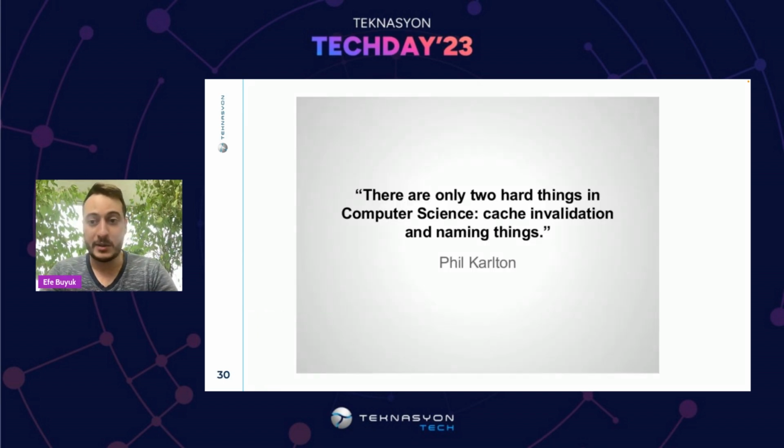As Phil Karlton said, there are only two hard things in computer science: cache invalidation and naming things. Of course, cache invalidation is not our topic today, but naming things definitely is, because clean code is almost all about being understandable, and being understandable is all about communication skills. We usually use a bunch of best practices for clear code related to communication. And let me show you some of them.